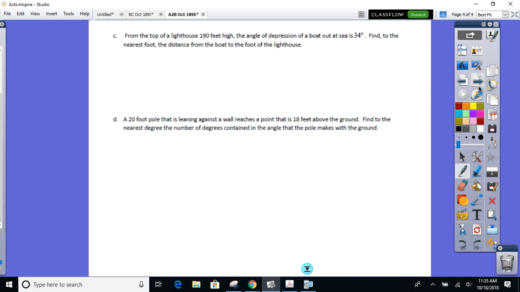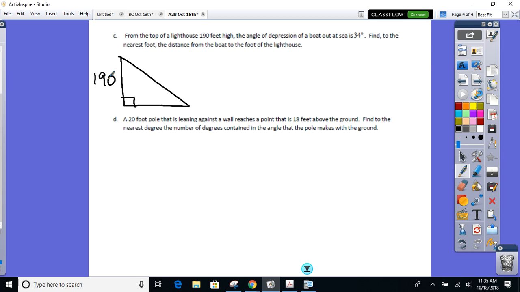Nobody knew the other type of angle? Well, we take a look at C. You have elevation and you have depression. All right, so let's get our right triangle here, 190 feet high. The angle of depression. All right, everybody stop, please. The angle of depression is not the other angle in the triangle.